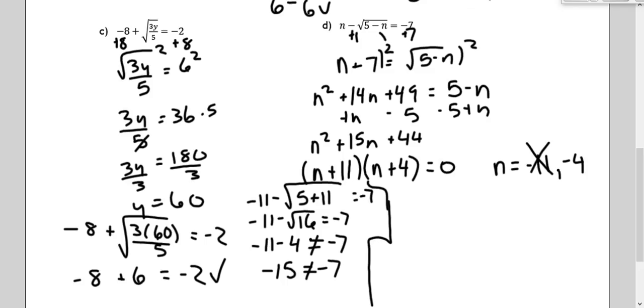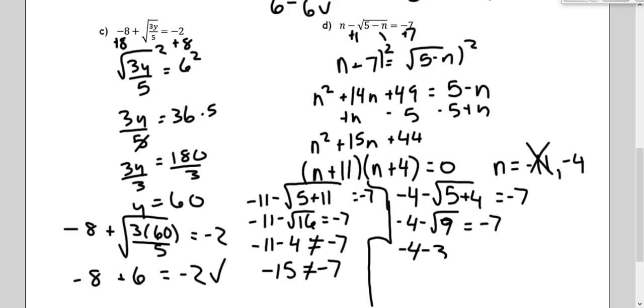This is negative 4 minus 5 plus 4 is equal to negative 7. Negative 4 minus the square root of 9 is equal to negative 7. Negative 4 minus 3 is equal to negative 7. Negative 7 is equal to negative 7. Check. So n equals negative 4, where the other solution is extraneous.